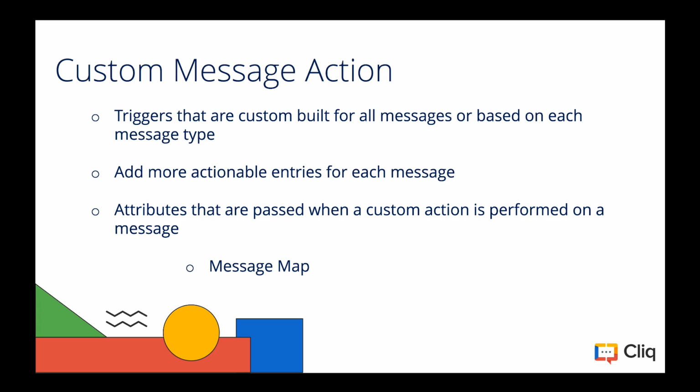Now moving on to what custom message actions are. A custom action is just a trigger or an action that can be custom built. They can be predefined according to each message type. Qlik custom message actions can be enabled based on the type of message, that is, if it is a text message or an attachment or a URL. When an action is performed on a message, the attributes that are passed are the message map.